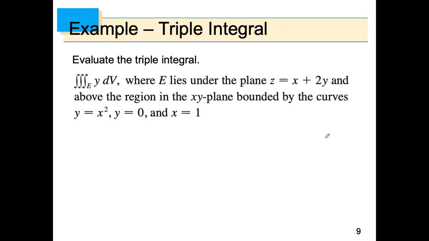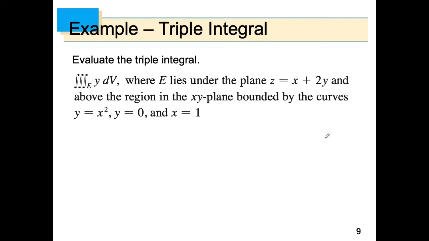Now, here's where it gets interesting because this time they're basically describing E in practically nothing but words. In the last example, at least they had it laid out in a set formation. But here, they are essentially just telling you what the solid E is in words.